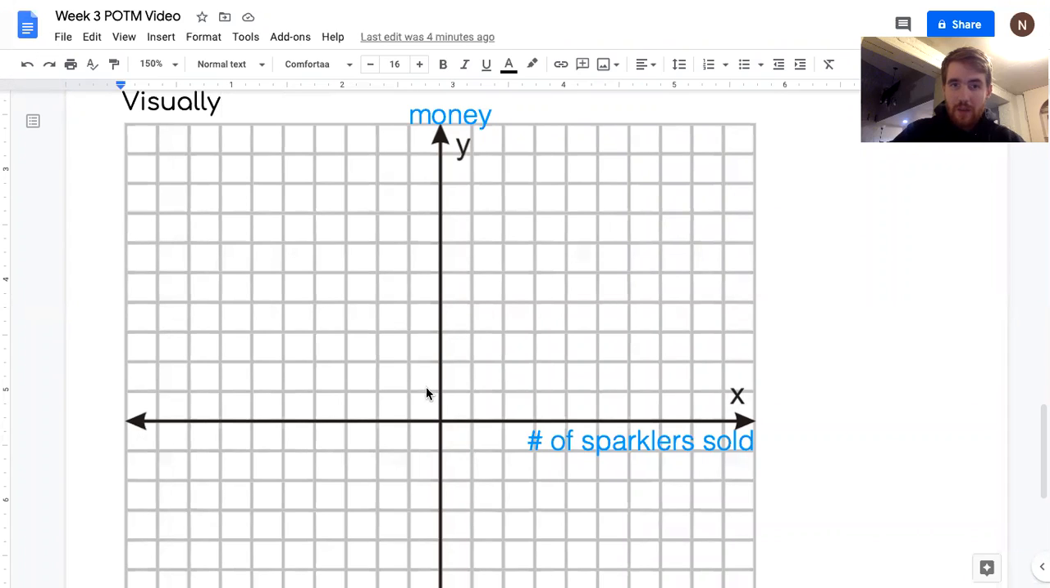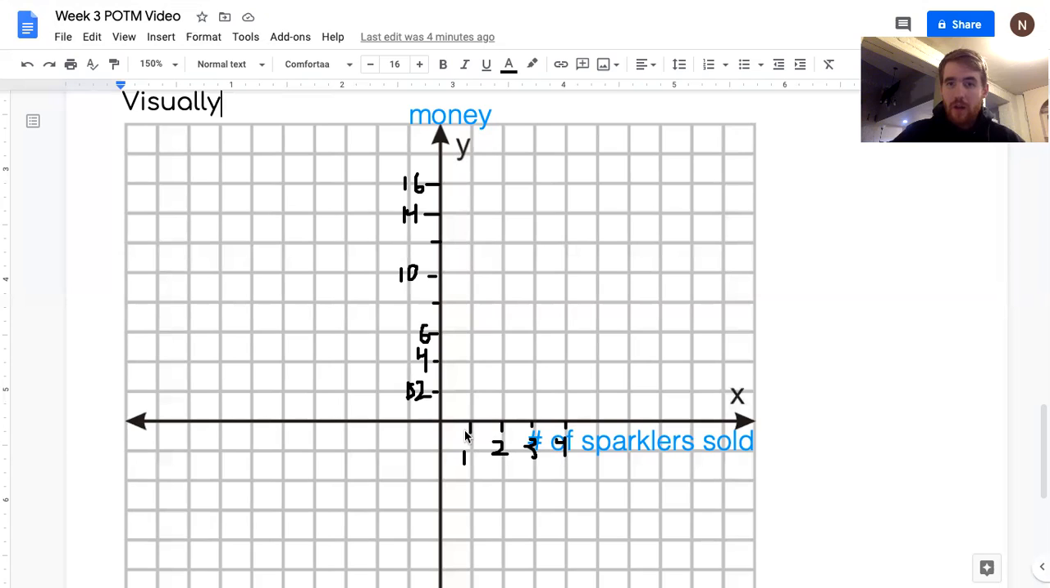The money is going to start, this is going to be $2. This is going to be $4. This will be $6. So we're counting by 2s on the money side. 8. This is 10. 14. 16. And for the number of sparklers sold, we'll still just go 1, 2, 3, 4. So you can change the scale this way if you want. And we'll do the same graphing we did before.